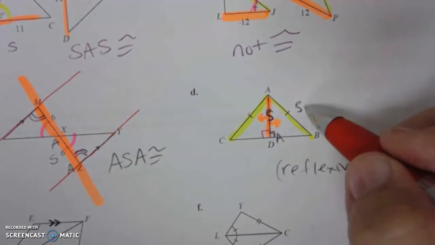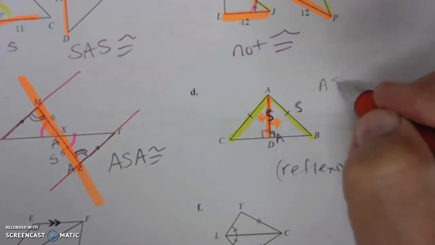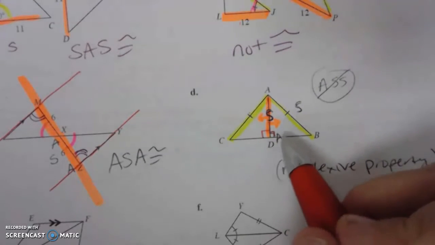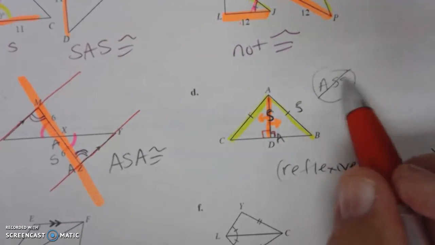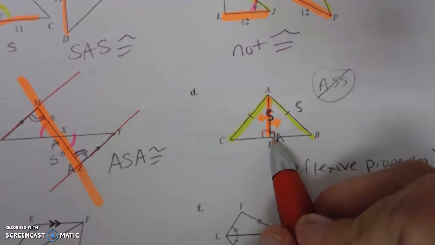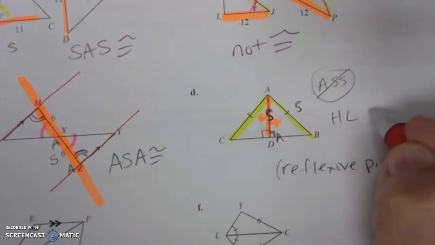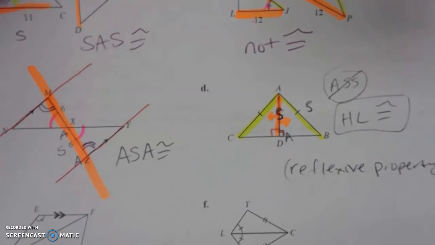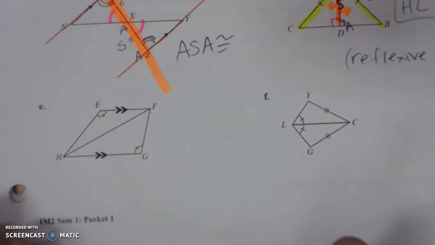Oh, ASS. You're not allowed to have ASS, right? You can't have a bad word. However, let's remember the cheater way of saying bad words is like, if this is a right angle, and it is, I can use the HL property, HL congruency property. So that's going to be the answer for that one. Let's keep going. All right.